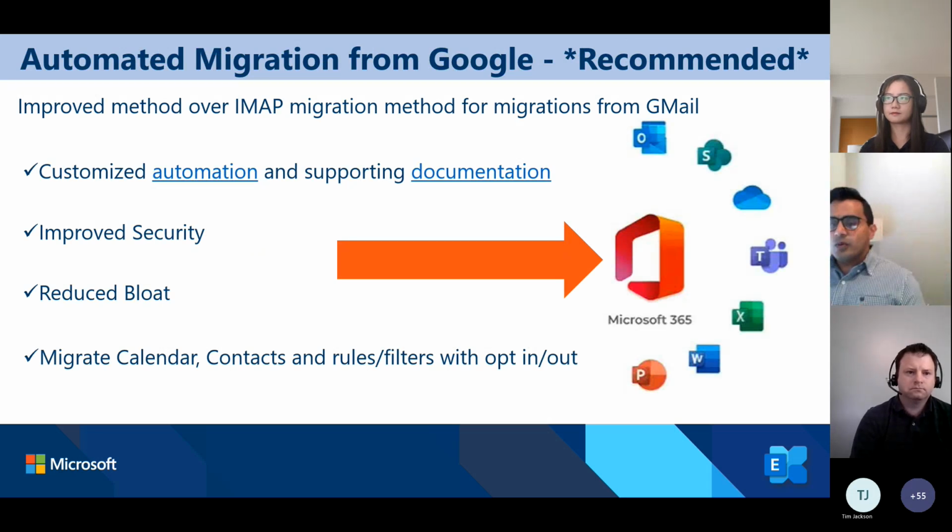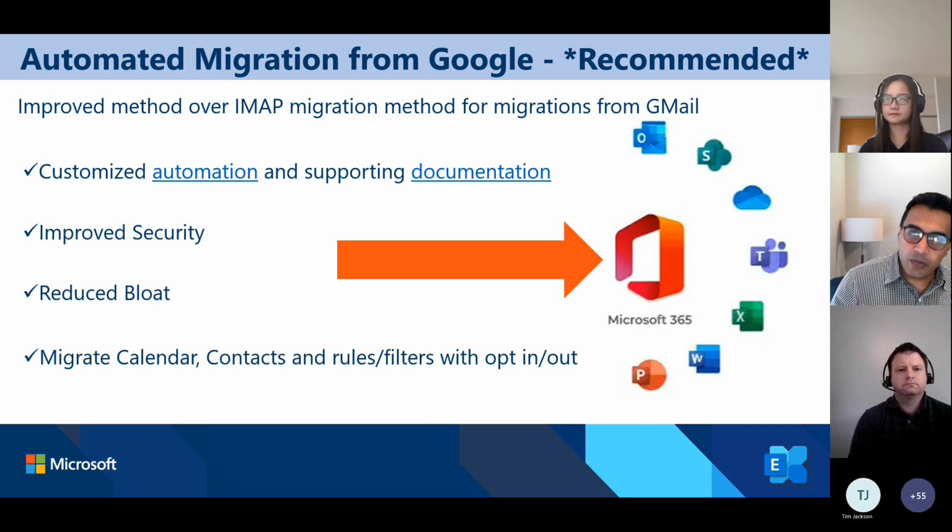So, automated migration from Google. As I said earlier, we totally recommend this method over using the IMAP method when you migrate from Google. Why? Because this is heavily improved over the IMAP migration method. Don't take my word for it. Look through the documents here, right?